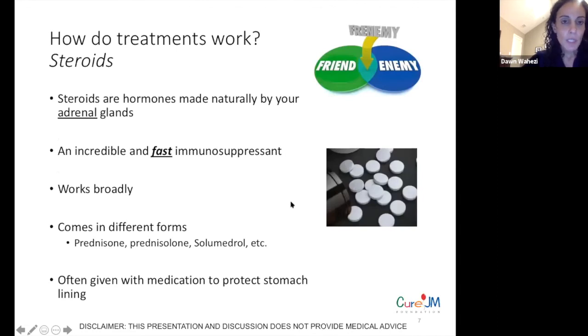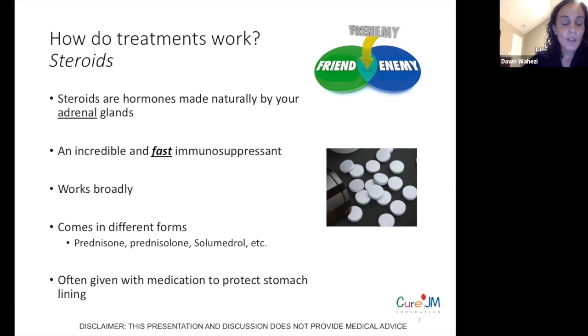So I'm going to start with steroids. Steroids have been referred to by this term of frenemy, which I actually think is the perfect term, because we truly love them and truly hate them all at the same time. Steroids are made naturally in your body. They're made by your adrenal glands, and this is going to be an important thing to think about later. I'm going to mention it again.